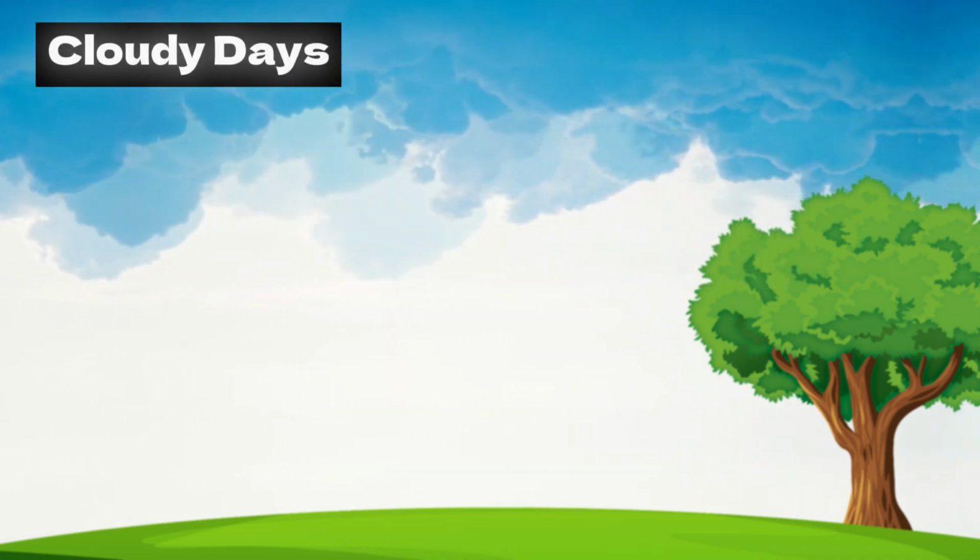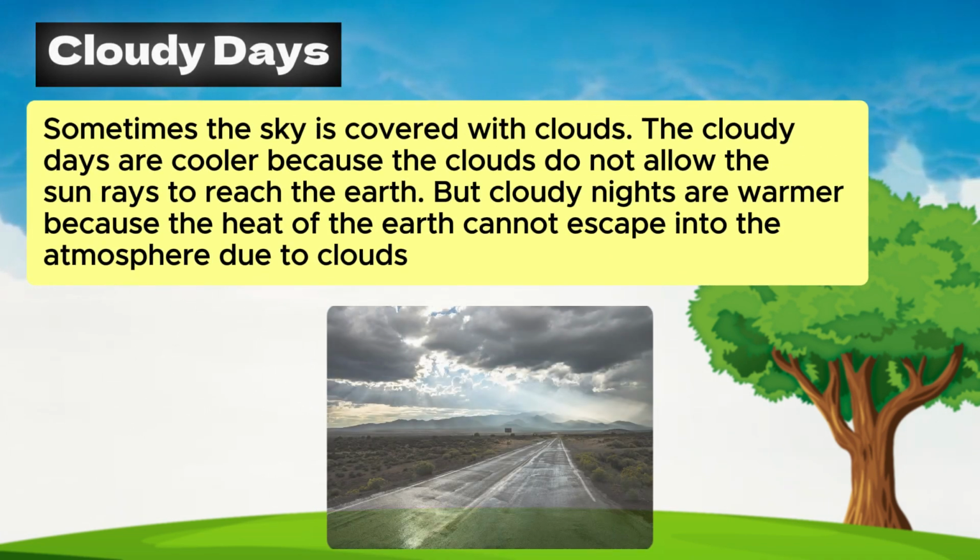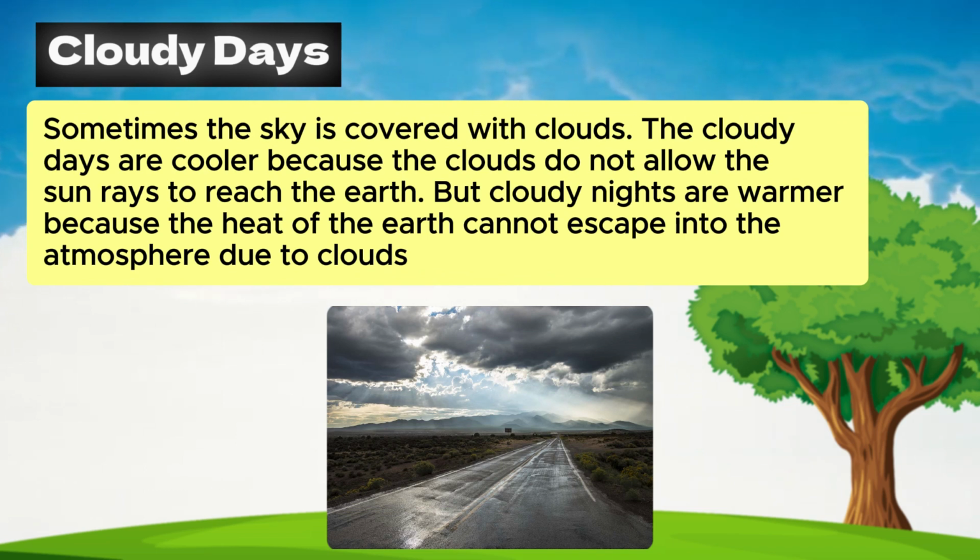Cloudy days. Sometimes the sky is covered with clouds. The cloudy days are cooler because the clouds do not allow the sun rays to reach the earth. But cloudy nights are warmer because the heat of the earth cannot escape into the atmosphere due to clouds.